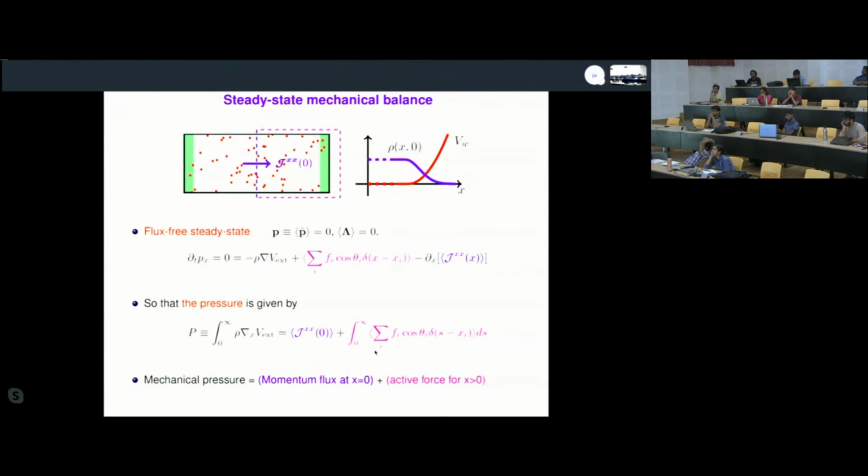If you have a passive system, you don't have any active force, and you find that mechanical pressure is just momentum flux in the bulk. That's the standard equation of state. Now you see that the contribution of activity is to add the total active force exerted on the right half of the system. And that includes the active force density exerted close to the wall.